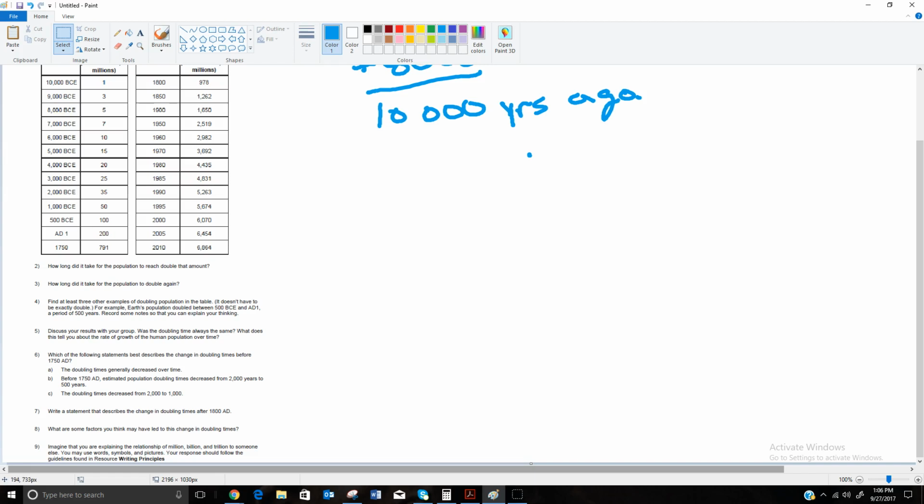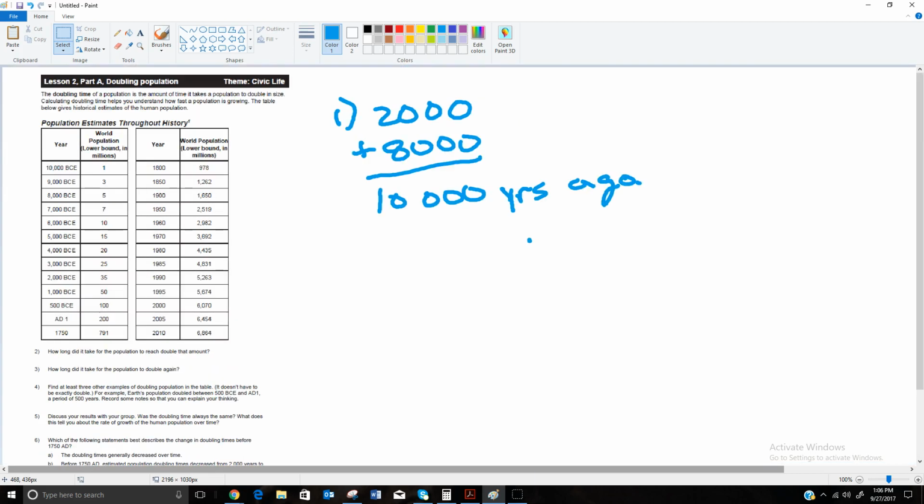Okay, so now I've pasted in the questions from the next page. I'm trying to keep these questions and this table up at the same time. Question 2 says, how long did it take for the population to reach double that amount? In 8000 BCE, we were at 5 million. So what we're looking for is a double from that 5 million. And from 5 million to get to 10 million took from 8000 BCE to 6000 BCE. So that would be 2000 years.